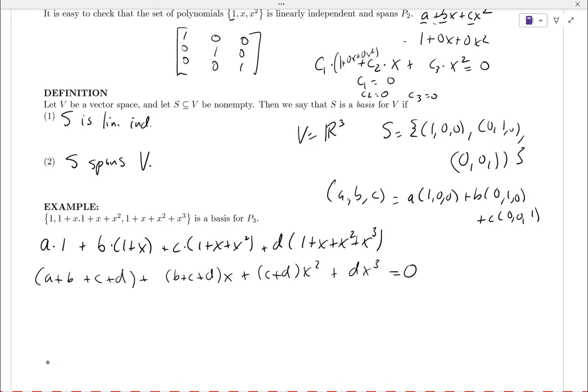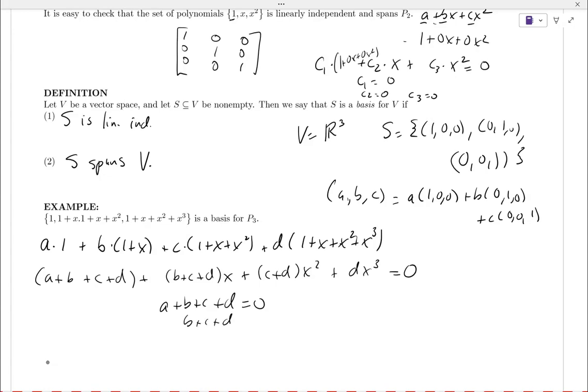If this is going to be a true statement, then what has to be true about each of the coefficients here? Well, I'm just saying if I have a true statement about polynomials, what has to be true about each of the coefficients? What are they going to have to equal? They have to be zeros, right? So if this is going to be true, then we would need a plus b plus c plus d equal to 0, right? That would be one thing we would need.